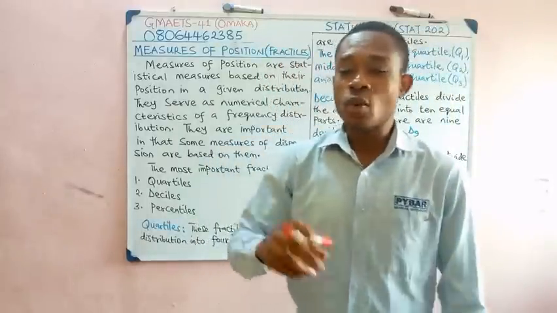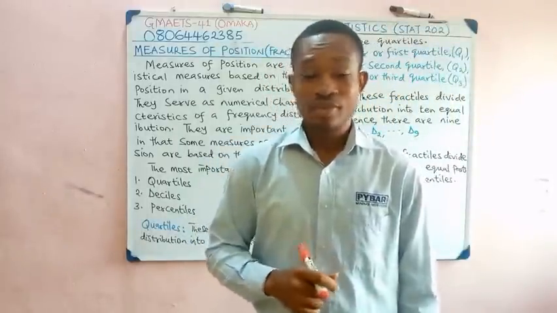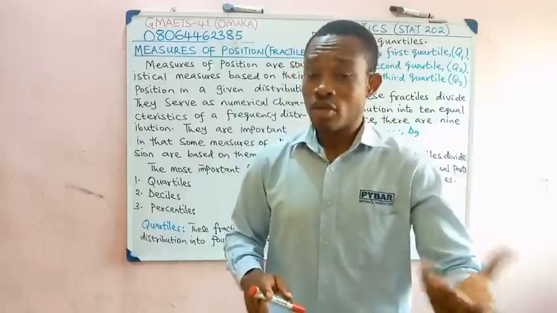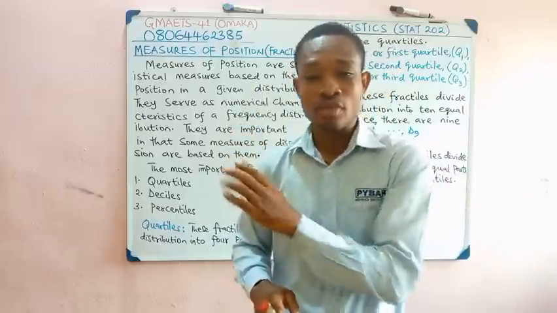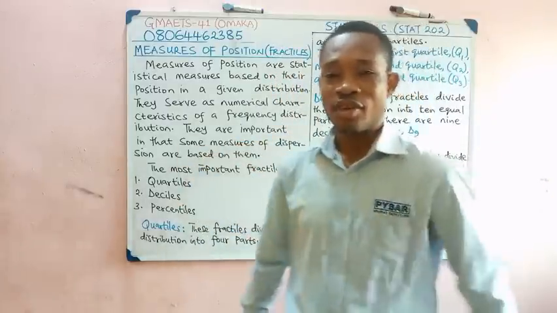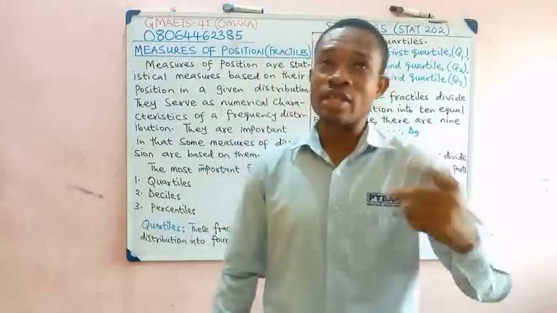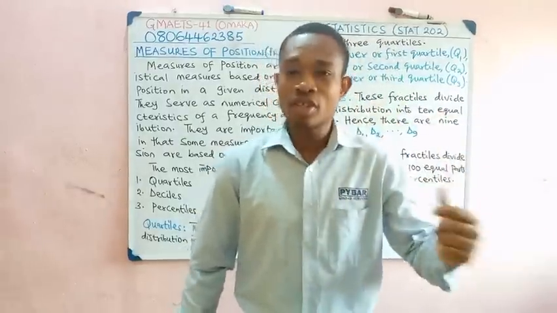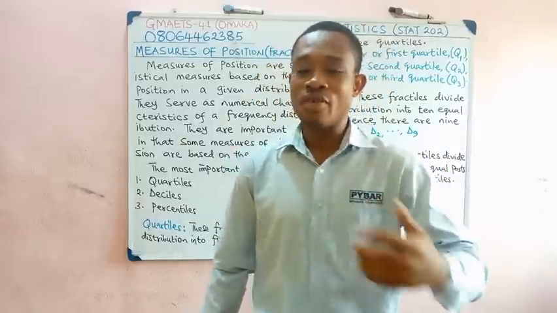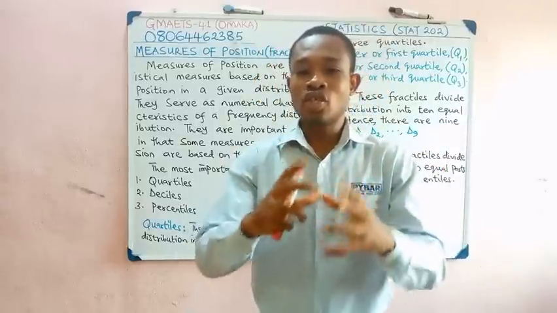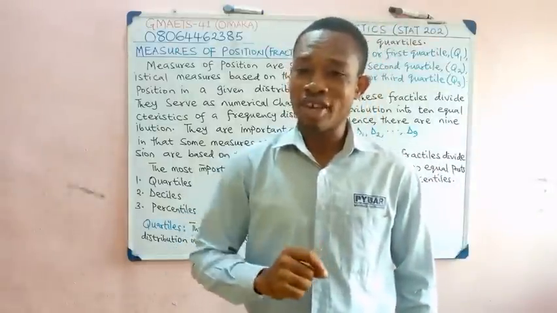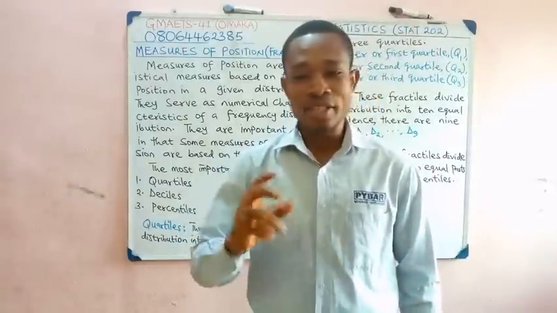Why is it important that we study measures of position? These measures are important because some measures of dispersion, which we're going to study after measures of position, depend on measures of position. For example, under measures of dispersion, where we study things like the mean deviation, you talk about the interquartile range, the interpercentile range. Some of these ranges depend on these measures of position. And that is why it's important for us to study fractiles, measures of position.